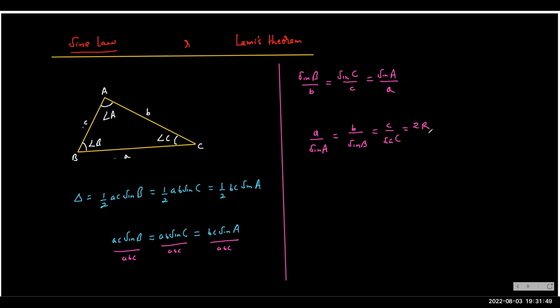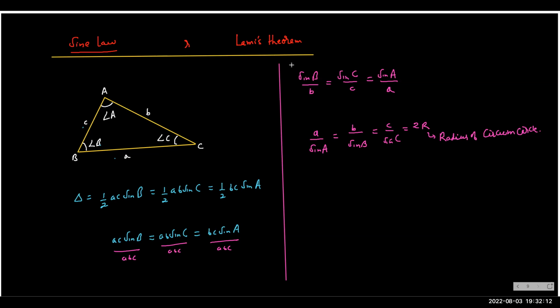R is called the radius of circumcircle, I think. I'll confirm this part. Radius of circumcircle. So what is circumcircle? A circle which passes through all the three vertices is called circumcircle.